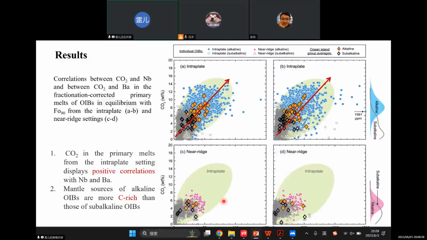Then we look at some results. Look at those four figures. They show us the correlation between carbon dioxide and Nb and Ba in the primary melt of OIBs. The top two are the samples from the intraplate settings, and the bottom two are coming from the near-ridge settings. Looking at the top two figures, we can see that the carbon dioxide in the primary melt from the intraplate setting displays a positive correlation with Nb and Ba.